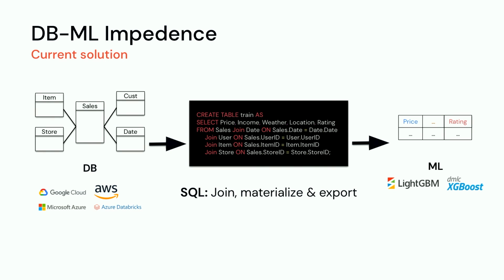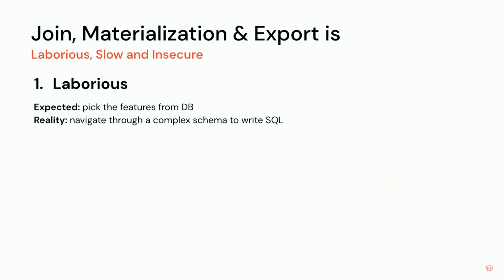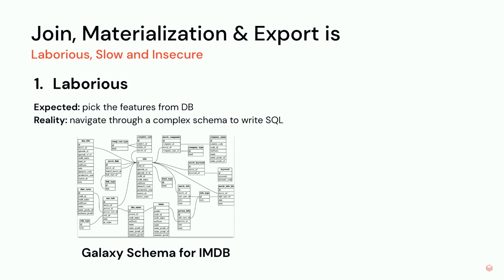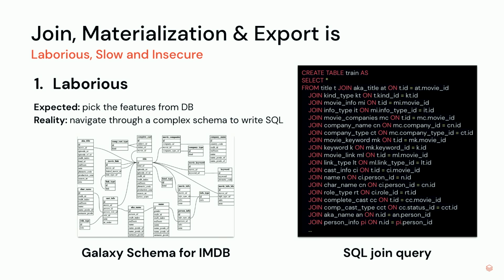This join, materialization, and export process gives us a lot of challenges. Firstly, it's very laborious. Ideally, you just want to pick a feature from databases for your machine learning task. But in reality, you have to navigate through a complex schema to write these SQL queries. The common enterprise database schema can be very complex. This is a public Galaxy schema from the IMDb datasets. It's called a Galaxy schema because the tables are scattered around just like the stars in a galaxy. Imagine having to navigate through such a complex schema, write the join query correctly, and ensure its correctness. It's quite tedious work.